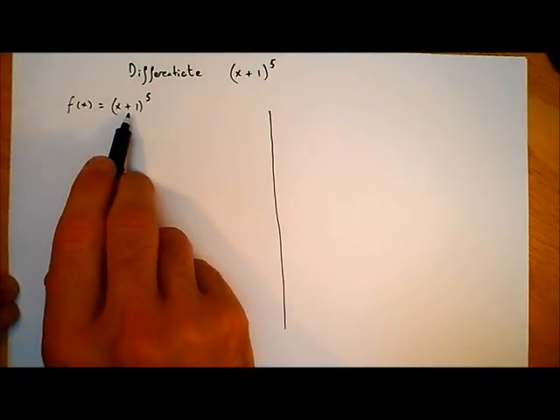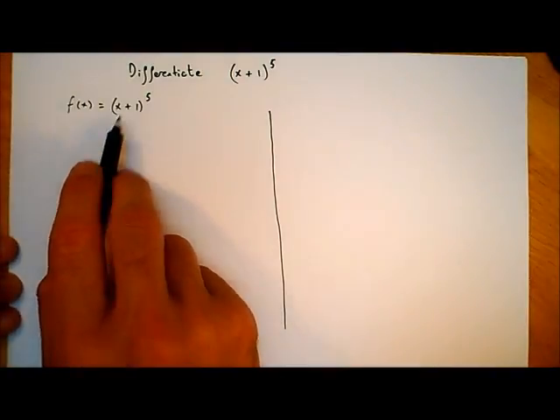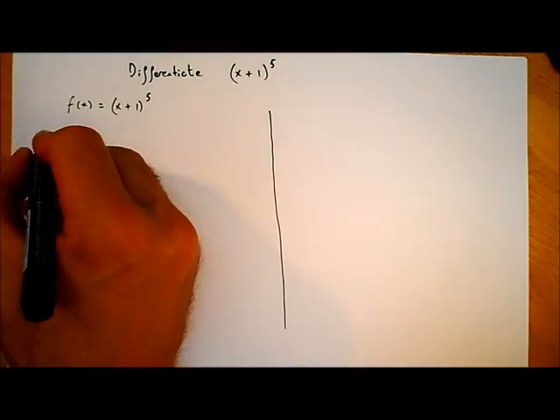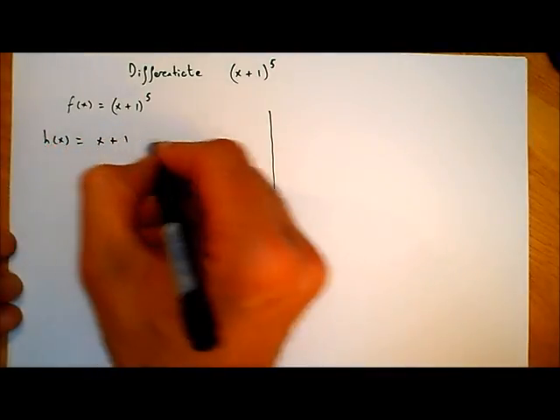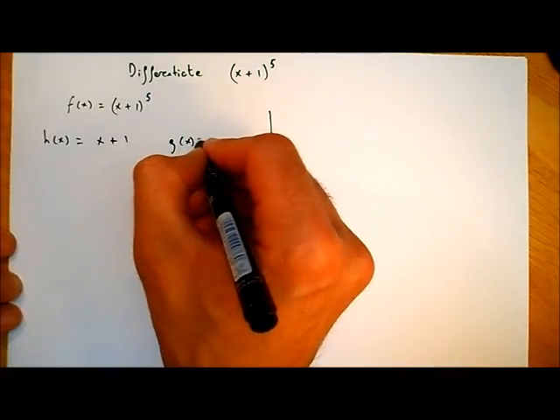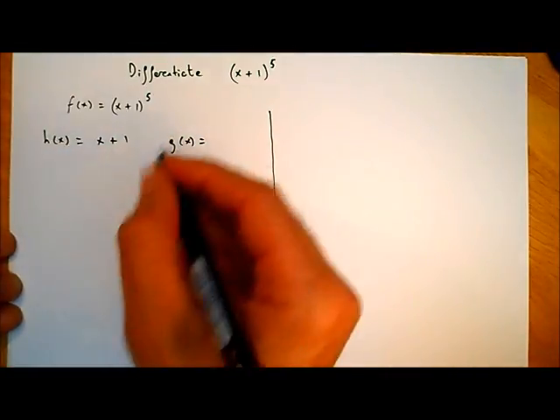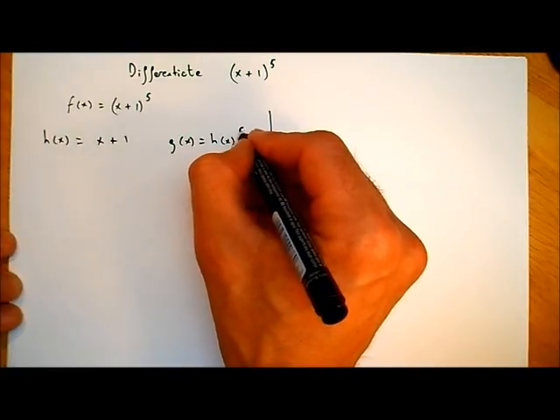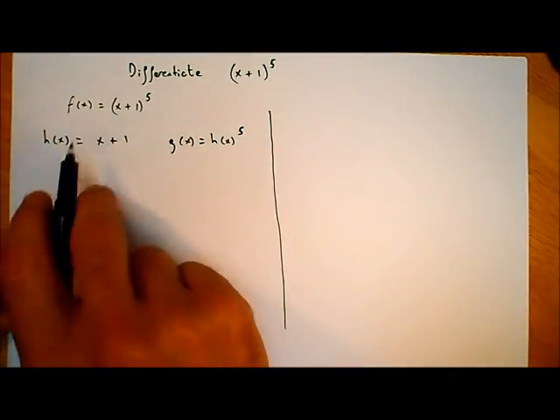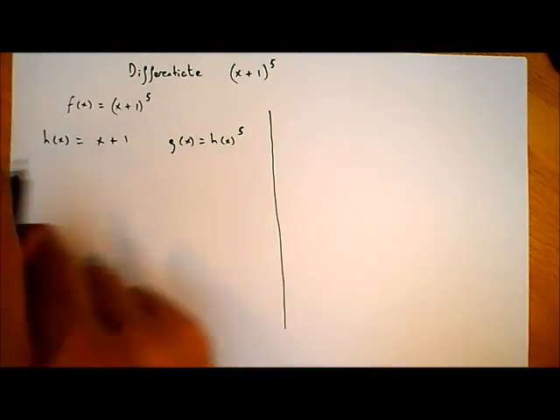The first function is the bit inside the brackets, and the second function would be all of that to the power of 5. So let's write down h of x is the bit inside the brackets, x plus 1, and let's call it g of x is equal to all of that raised to the power of 5. So it's going to be h of x raised to the power of 5. Now I can differentiate each one of them.